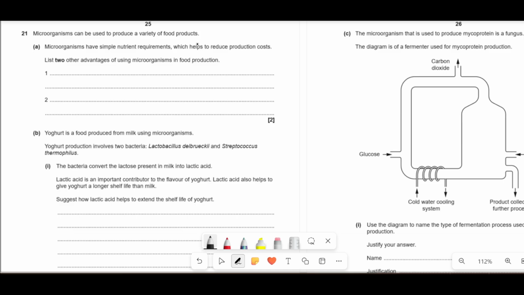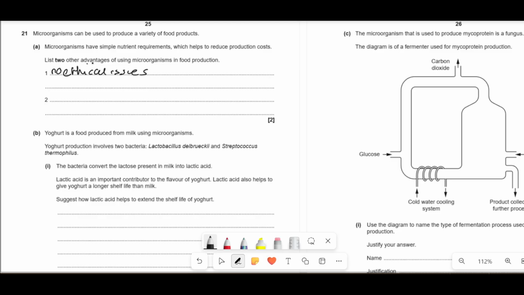Microorganisms have simple nutrient requirements which help them reduce production costs. And there's two other advantages of using microorganisms in food production. So, for example, if we're making cheeses, Parmesan cheese uses rennet from, I can't remember what animal it is, it's like cows. If you can do it with enzymes from bacteria instead, then you have no ethical issues there. So that's one of them.